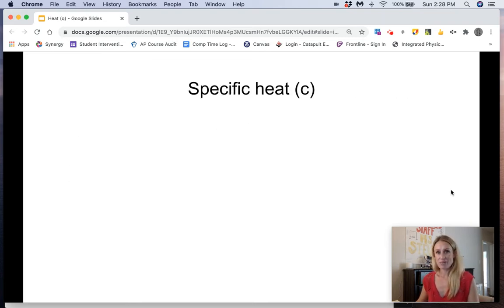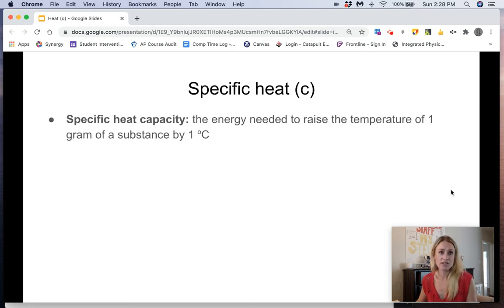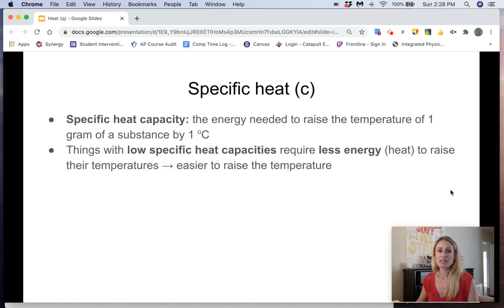Now, this is the variable that I was talking about that's probably new. It's specific heat or specific heat capacity, and it's going to be different for every single substance that we talk about. Okay, so specific heat capacity is the energy needed to raise the temperature of 1 gram of a substance by 1 degree Celsius. Now, that's a really big mouthful. What this really means is that when we have things with low specific heat capacities, they require less energy, less heat to raise their temperatures. So it's easier to raise their temperature.